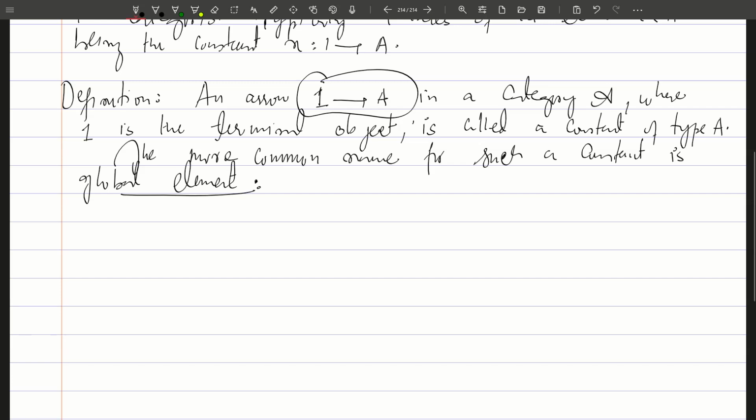Now we will use these global elements to generalize the notion of injective maps to monomorphisms. With the help of these global elements, we can prove that in the category Set the monomorphisms and the injective maps are the same.